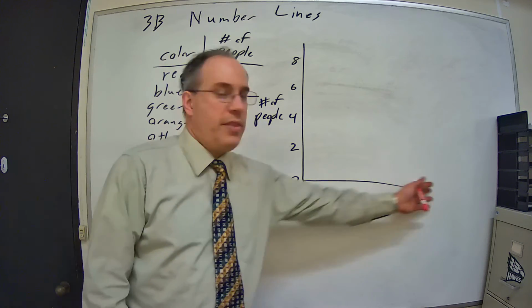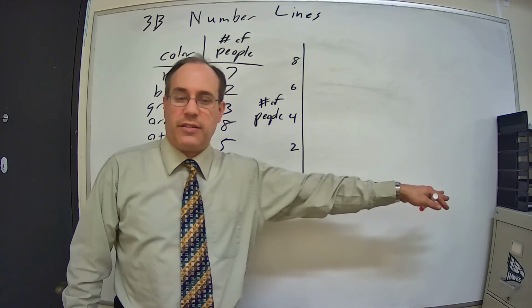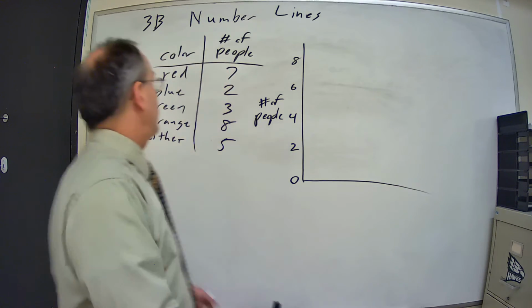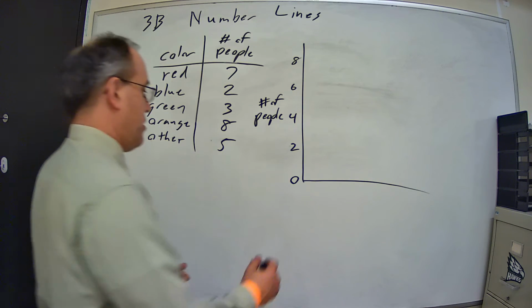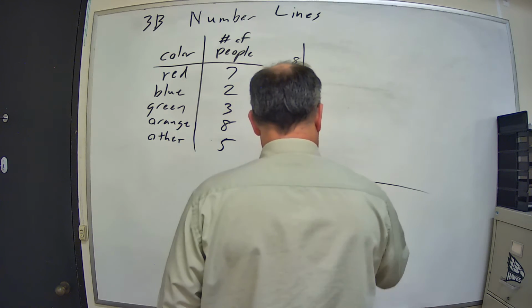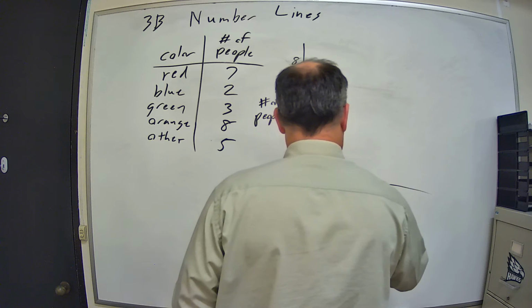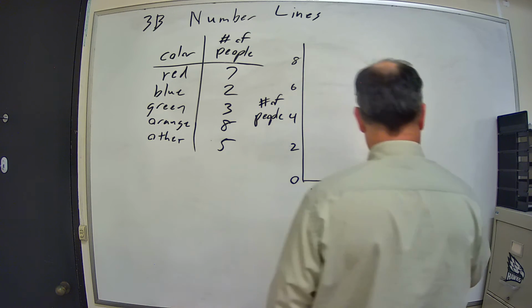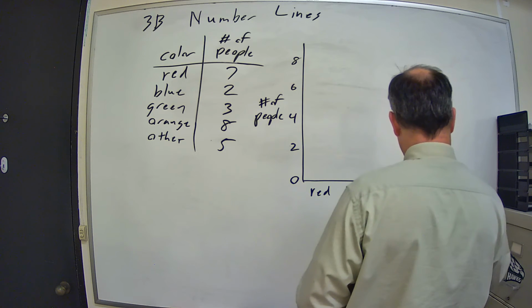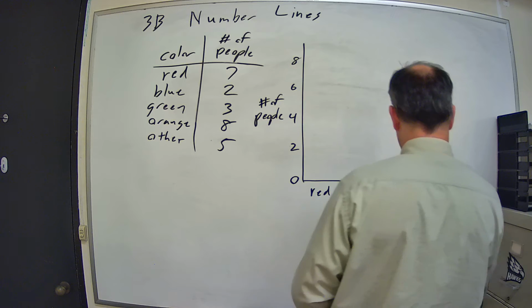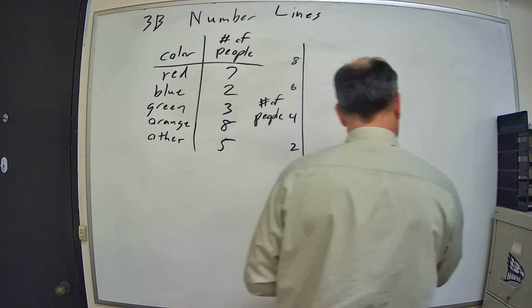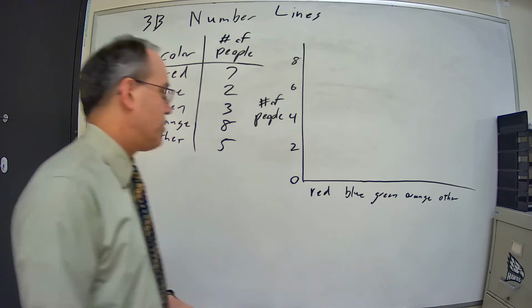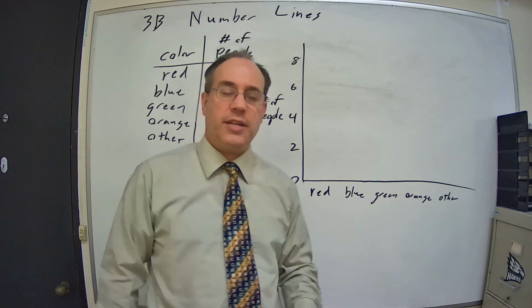And then on this axis, the horizontal axis, we're going to put these colors. So we have red, blue, green, orange, and other. So there you go. So red, blue, green, orange, and other.